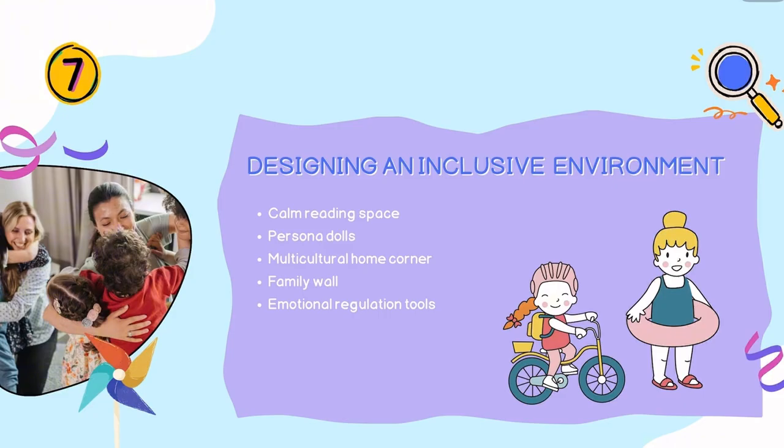To extend these texts in practice, I would design an inclusive and emotionally supportive environment. This would include a calm reading space, persona dolls representing diverse backgrounds, and a multicultural home corner. A family wall could be created to display each child's important relationships, and an emotion corner for regulation to support children in expressing feelings safely. A predictable routine and psychologically safe space are especially important for children experiencing transition or family stress.